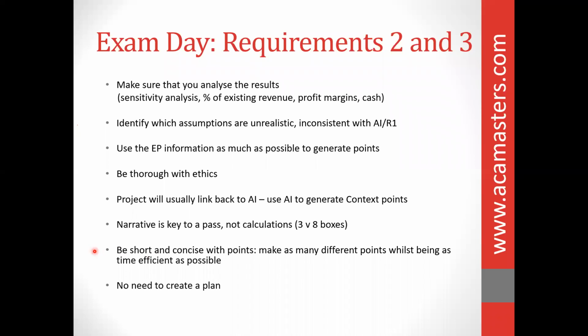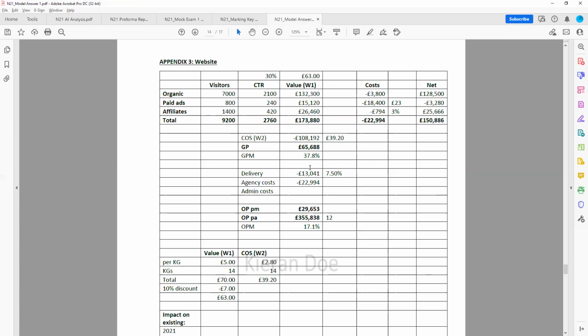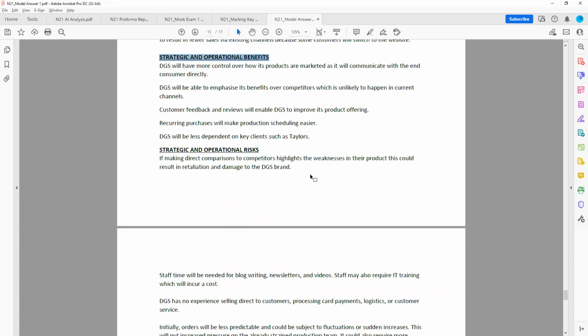Like I said, with requirement 1, just be short and concise. You can see from my answers, I'm short and concise. A good example here is these benefits and risks. Short, concise, not bullet points, still writing in full sentences, still explaining, still being quite clear what the point is.